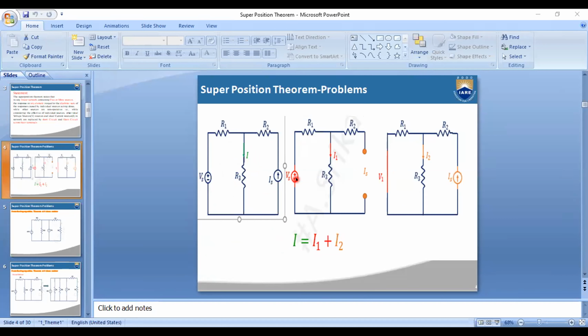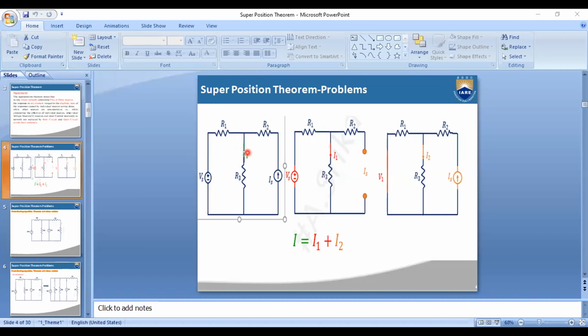In the first case, Vs is acting and Is is deactivated. Is is the current source, so when the current source is deactivated it will be open circuited. At that time the current will be I1. Find the current I1. Next case, when the Is current source is acting and the voltage source is deactivated, a voltage source is short circuited. In this case we have to find the I2 value. So I1 plus I2 is equal to I, the current when the two sources are acting.